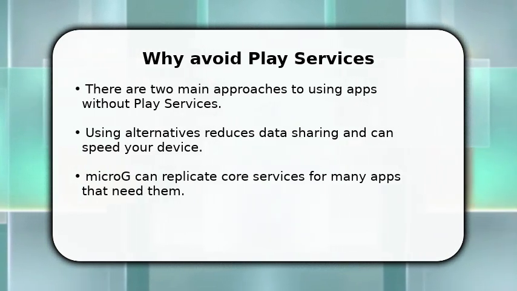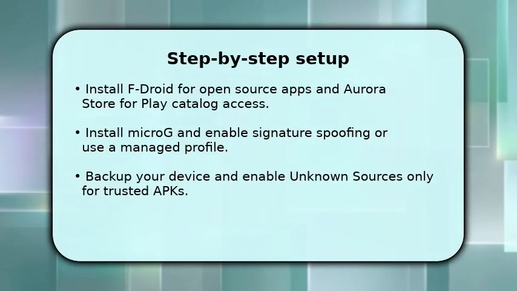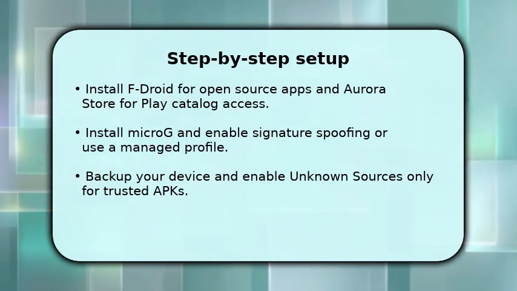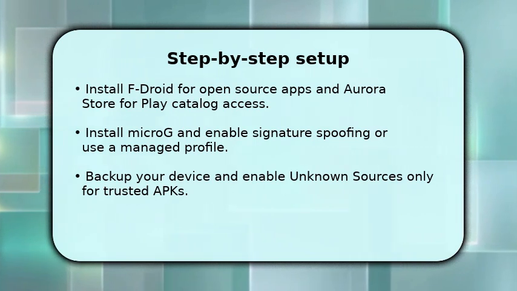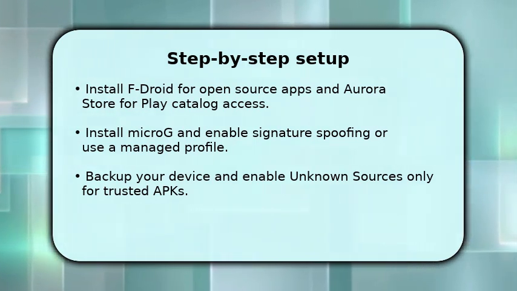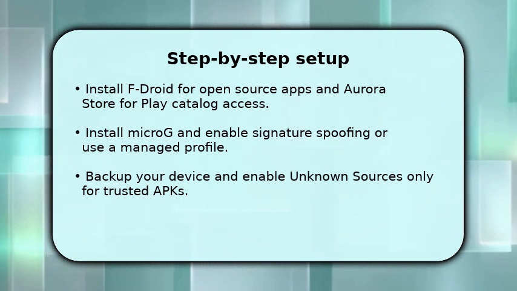Install F-Droid for open-source apps and Aurora Store for Play catalog access. Download APKs from official project sites and verify checksums when provided. Install micro-G and enable signature spoofing, or use a managed profile if required.